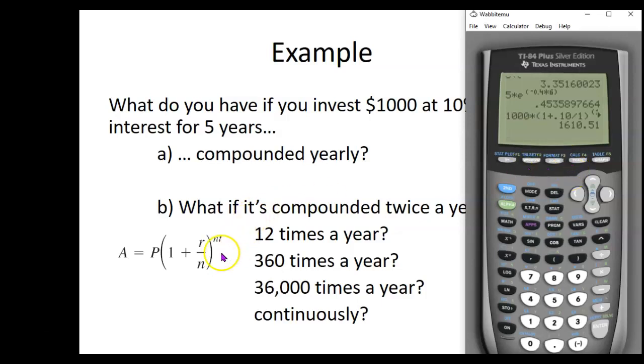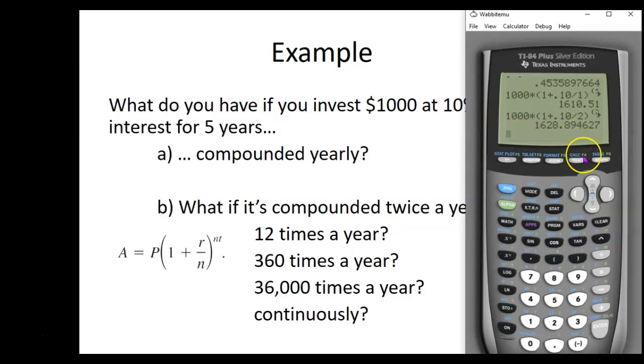Compounded twice a year, same formula, but this time N is 2. So I'm just going to go back and edit this to change the 2 instances of N in the formula from 1 to 2. And we end up with $1,628.89 approximately, if you round to the nearest cent.